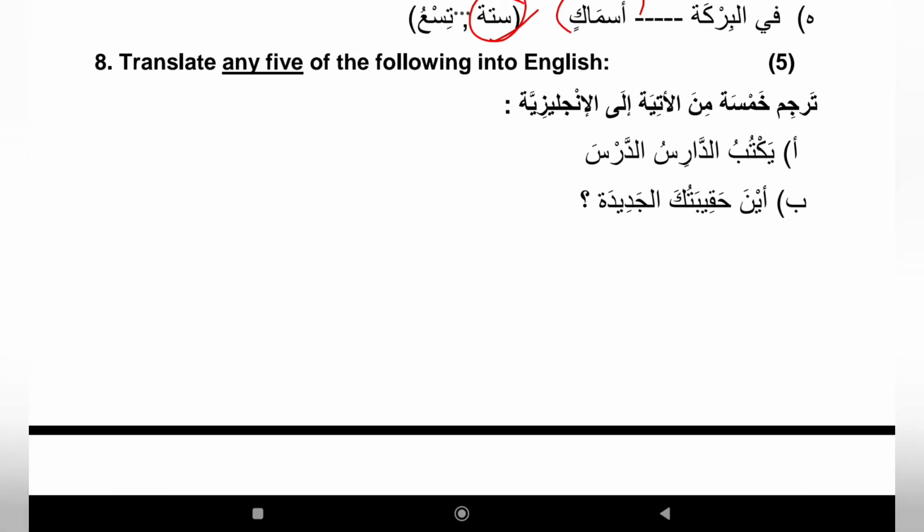So in the first one, what you want to understand is that iktubu is present tense. So you don't write wrote. The mistake some students are making is that they are confused about which one is present and which one is past tense. So here, iktubu darisu ad-darsa. It's write. The learner writes. Don't write wrote.